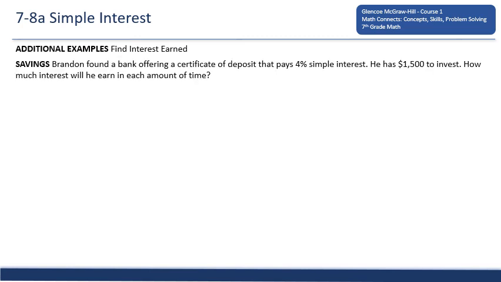Additional examples: find interest earned. Brandon found a bank offering a certificate of deposit that pays 4% simple interest. He has $1,500 to invest. How much interest will he earn in each amount of time?